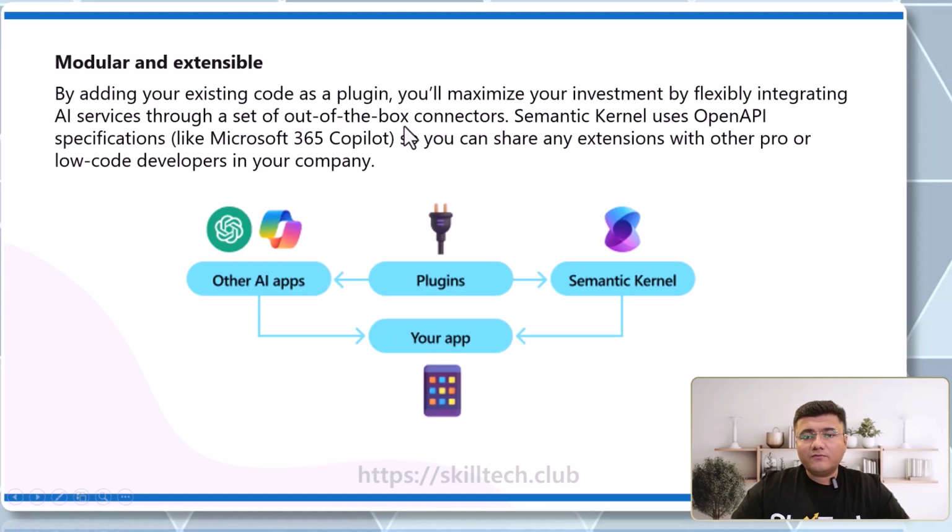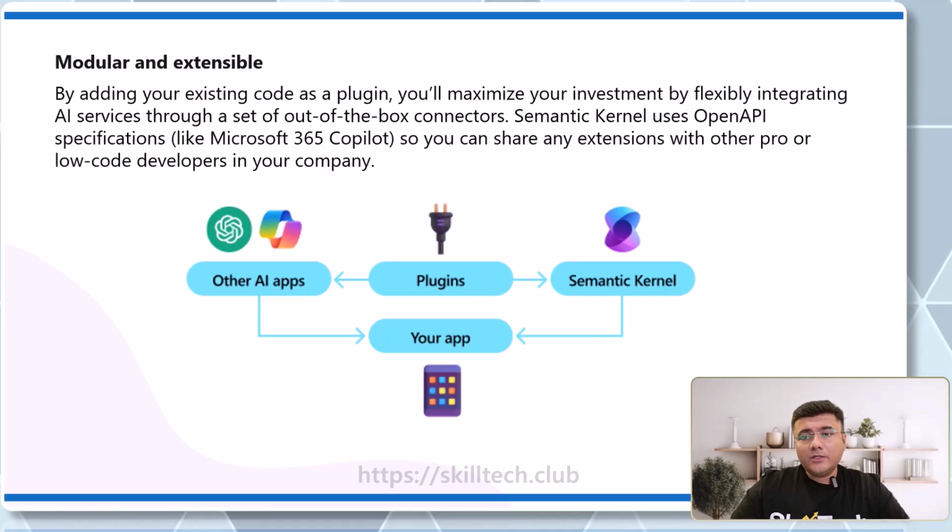Now, by adding your existing code as a plugin, you'll maximize your investment by flexibly integrating AI services through a set of out-of-the-box connectors. Like you can see in this diagram, you have Semantic Kernel, which is allowing you to associate your app with multiple plugins, and then using those plugins, you can actually integrate with other AI apps as well. Suppose you want to integrate ChatGPT, Copilot, or some other AI-specific applications into your application, that integration is also going to be possible with Semantic Kernel.